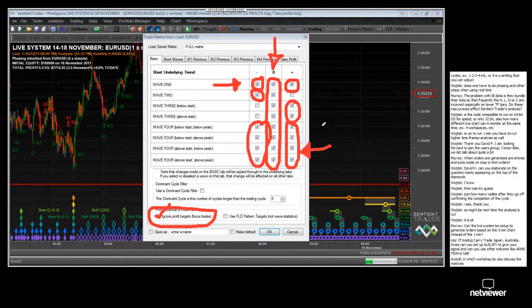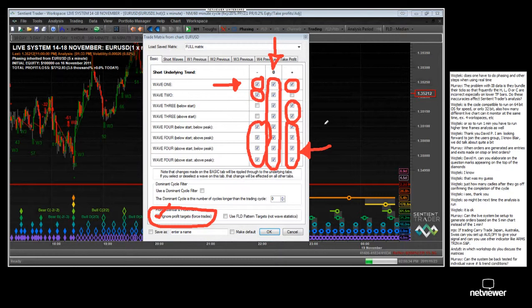Here's something else that's important for the matrix, and that is that the ignore profit targets and therefore force trades is ticked. Okay, that's quite important. Tick that. Okay, that's the sentient trading matrix.